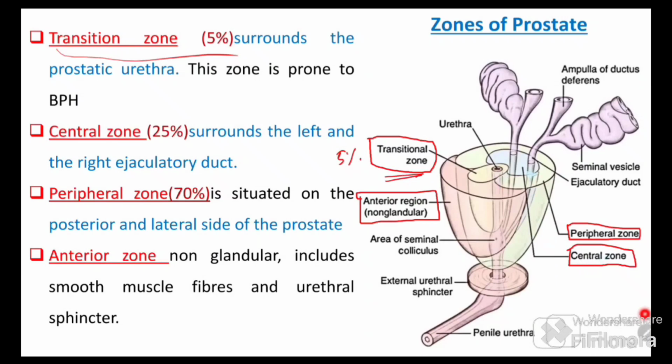Then coming to the central zone. The area surrounds the right and left ejaculatory ducts. We have two ejaculatory ducts, right and left. That area surrounding them forms the central zone. It constitutes about 25% of the glandular tissue.